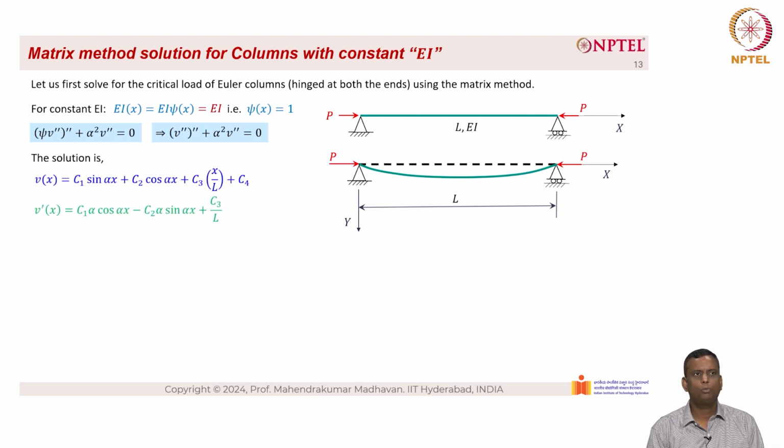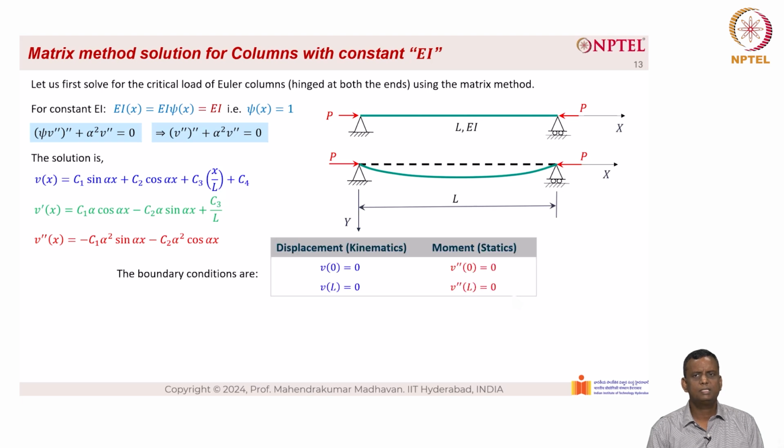When we differentiate it once, we have v dash of x equal to c1 into alpha cos alpha x minus c2 into alpha sin alpha x plus c3 by L. The constant c4 is vanished because differentiating a constant gives you 0. So when we double differentiate it, v double dash of x, cos of x becomes minus sine. So we have minus c1 alpha square sin alpha x minus c2 alpha square cos alpha x.